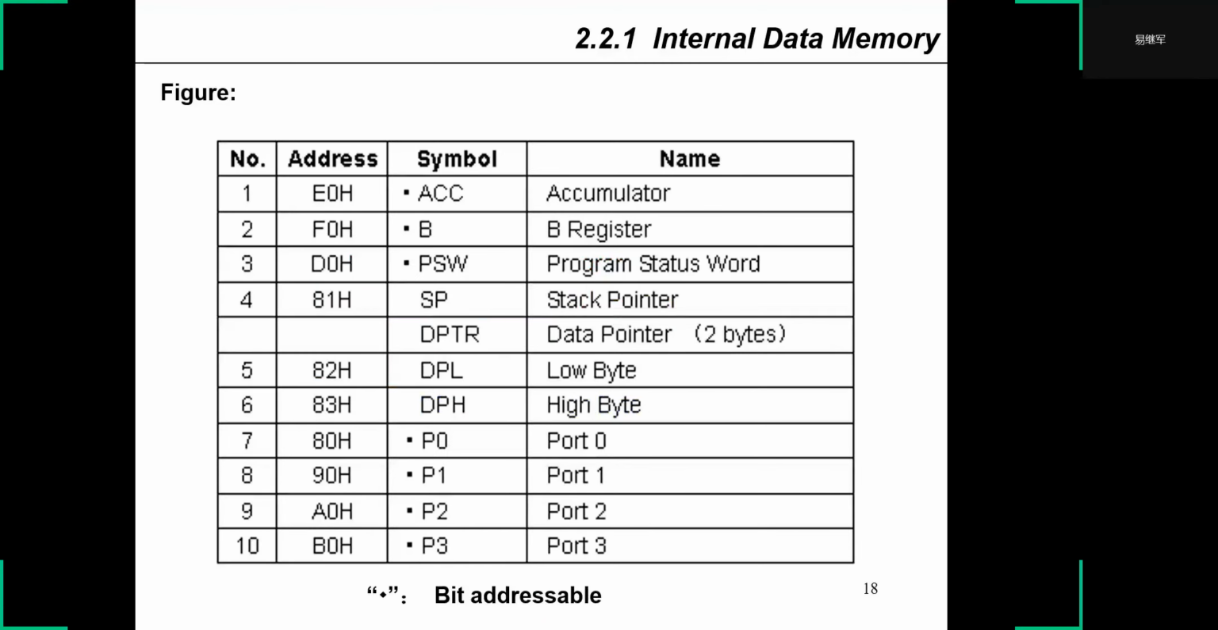This is an addressable SFR. This is the address. The S is a symbol. Mostly we just remember and use the SFR symbol. Some we don't remember the address, so we just use the symbol. We use A, ACC, B, PSW, not using this address.